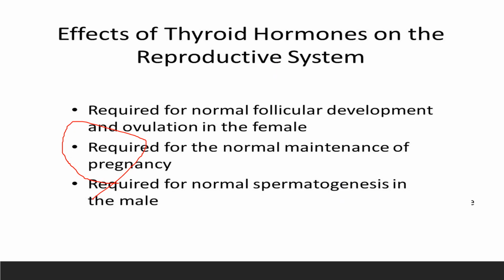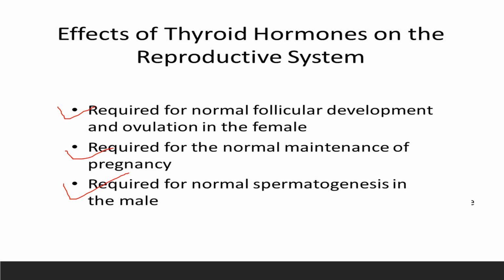Now, regarding the function of thyroid hormone in the genital tract, this thyroid hormone is required for the normal follicular development and ovulation in females. It is required for the normal maintenance of pregnancy. It is required for normal spermatogenesis.